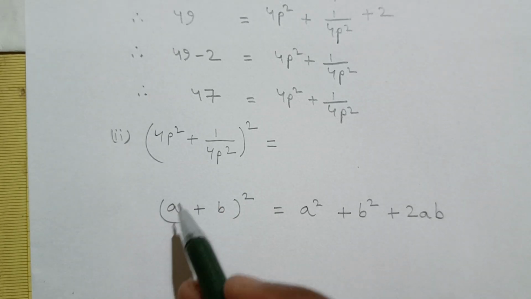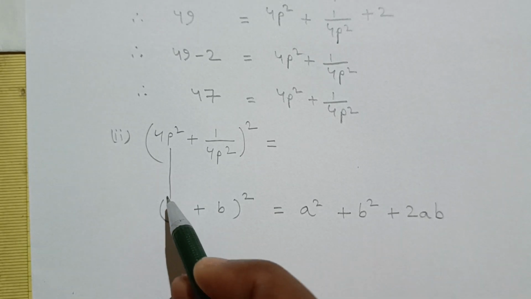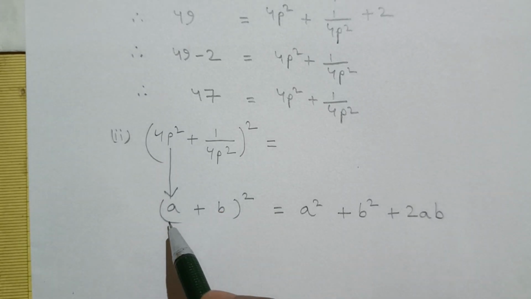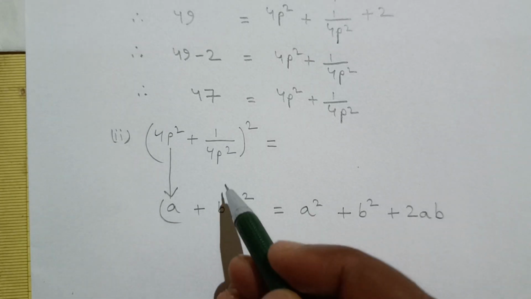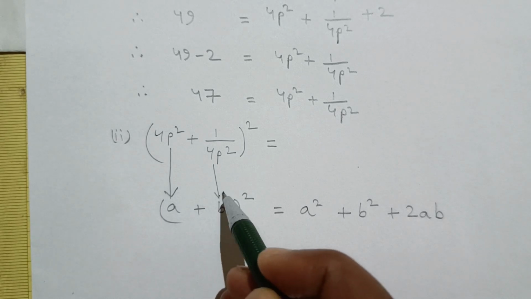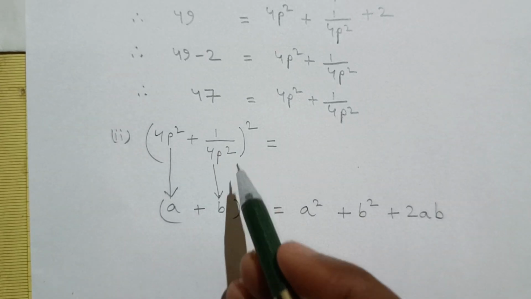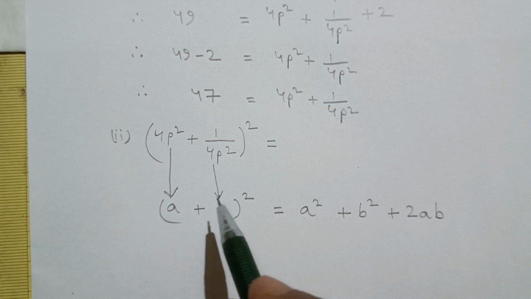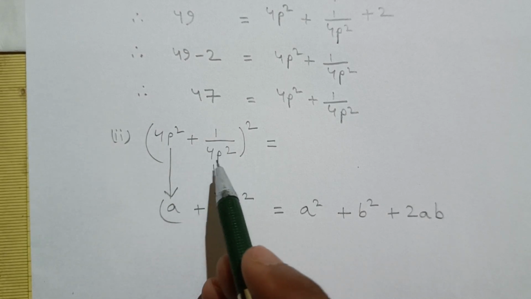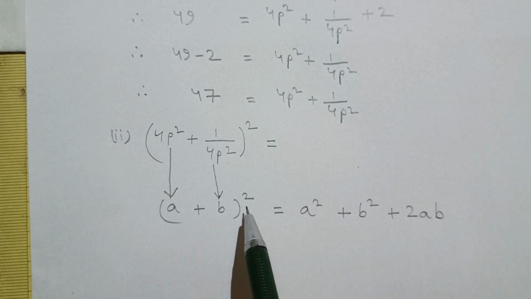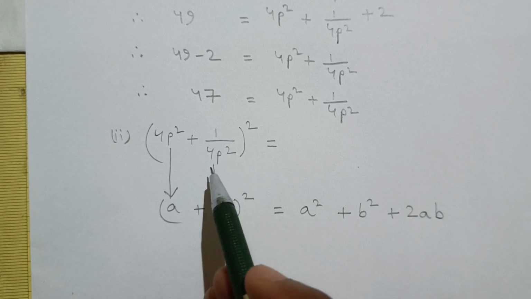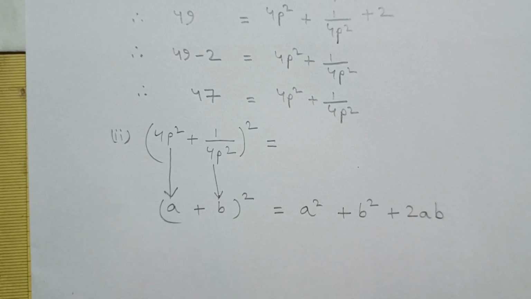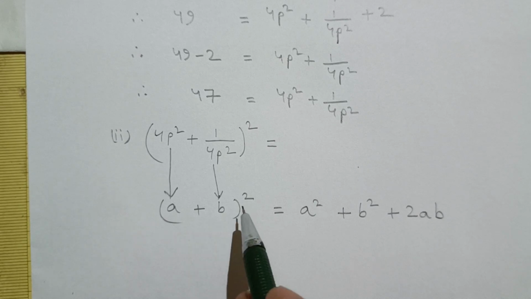So on comparing, 4p square corresponds to a, and 1 upon 4p square corresponds to b. Now we know that a plus b whole square is a square plus b square plus 2ab.